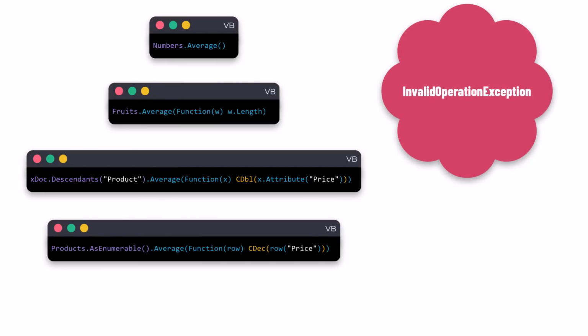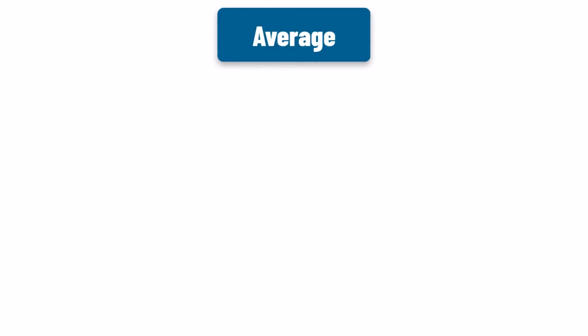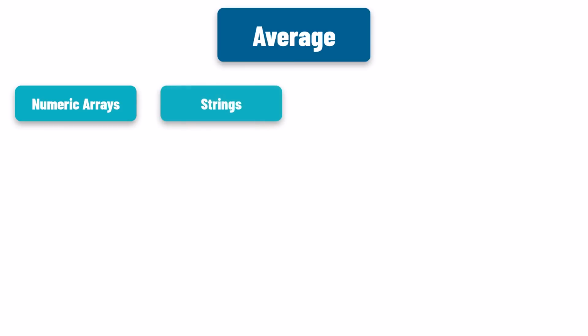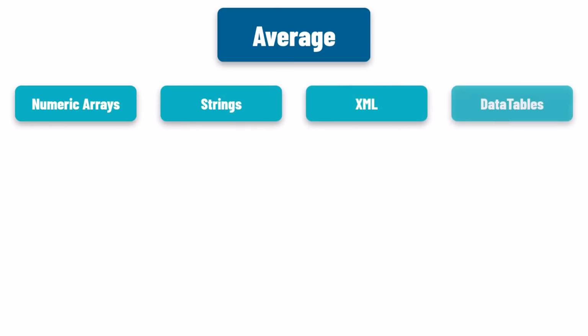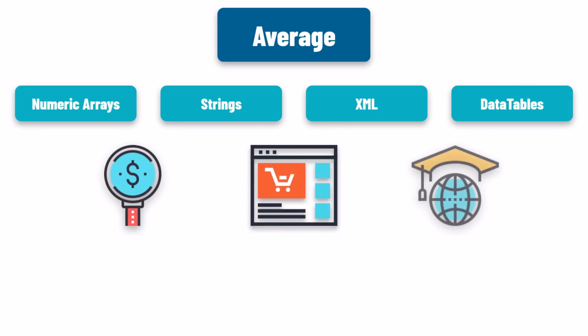In this guide, we have navigated through the simplicity and power of the LINQ Average method. We have seen how it streamlines the process of calculating averages across different data types. Whether you are working with numeric arrays, extracting values from strings, or querying complex data like XML and data tables. The versatility of the average method with its various overloads allows for broad applicability in real-world projects. Whether you are analyzing data in financial systems, building features for e-commerce platforms, or developing educational software, understanding and utilizing the average method can enhance the way you process and interpret data.